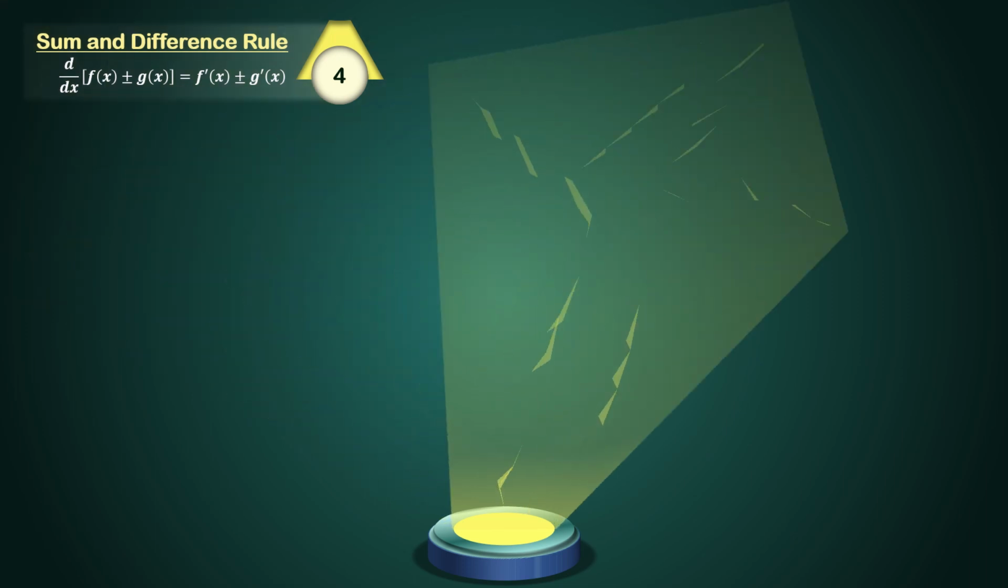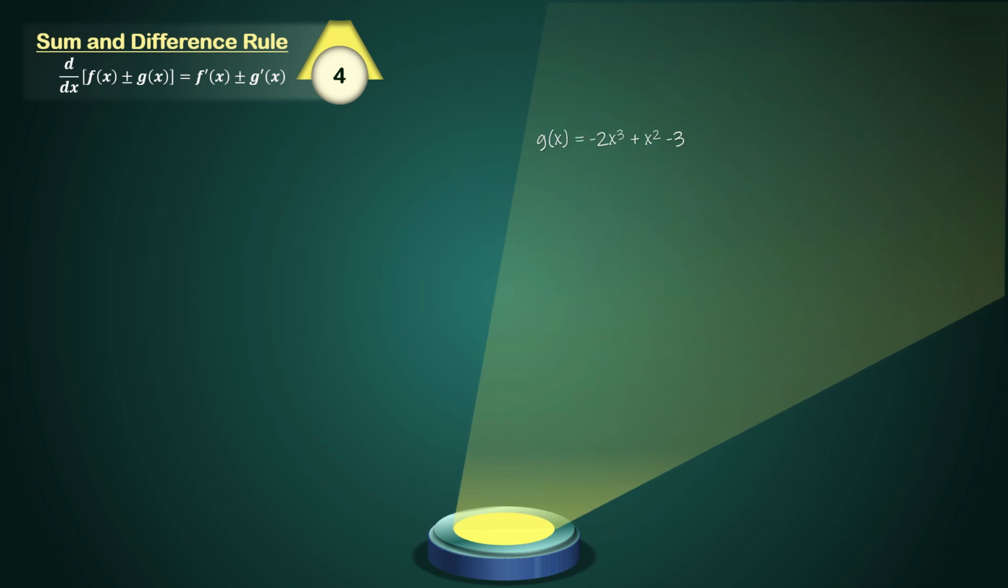Another example. What's the derivative of g of x equals negative 2x cubed plus x squared minus 3? Take the derivative of the function. Similar to the previous example, by applying the sum and difference rule of differentiation, we can take the derivative of each term of the function. It is equal to the derivative of the first term plus the derivative of the second term minus the derivative of the third term. Again, this is the only part of the solution where we use the sum and difference rule. To take the derivative of each term, other rules will be applied.